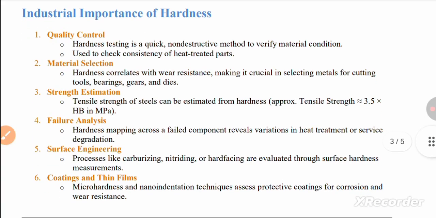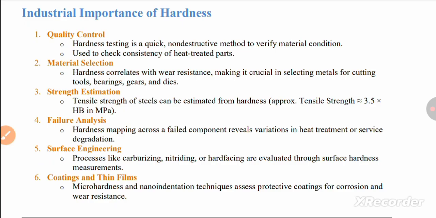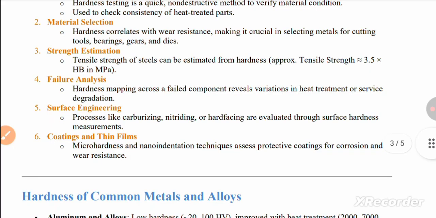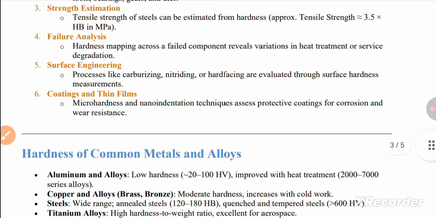Failure analysis. Hardness mapping across a failed component reveals variation in heat treatment or service degradation. Surface engineering. Processes like carburizing, nitriding, and hardening are evaluated through surface hardness measurement. Coatings and thin films. Micro hardness and nano indentation techniques assess protective coatings for corrosion and wear resistance.